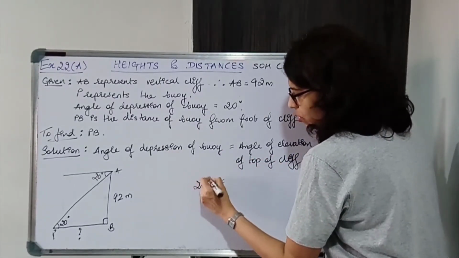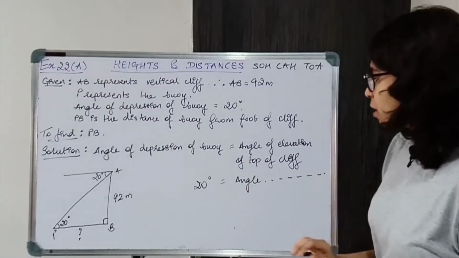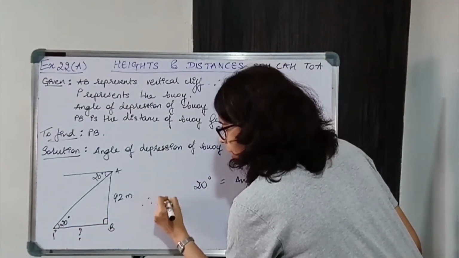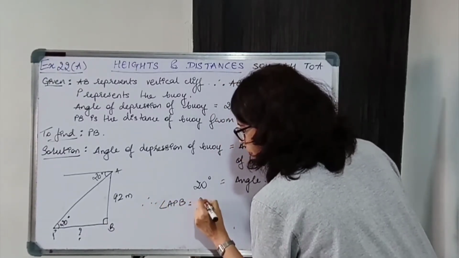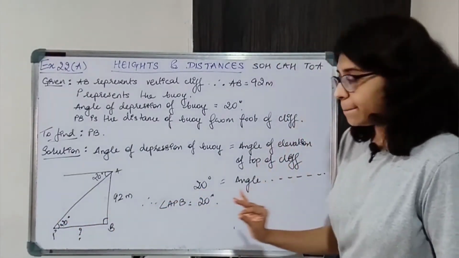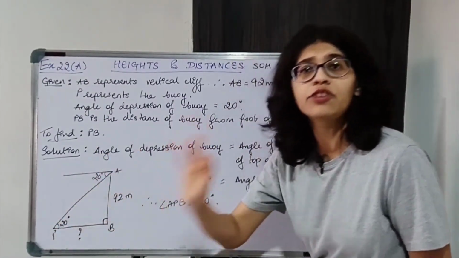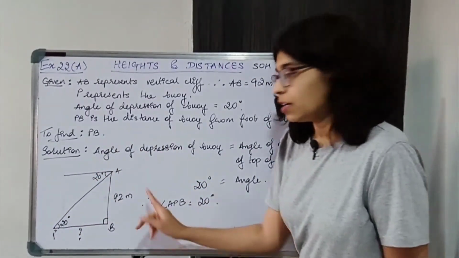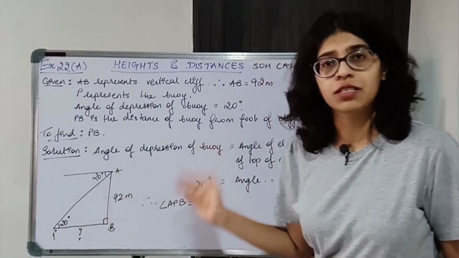This is 20 degrees, so therefore you have to write down the full thing. So angle of elevation of top of the cliff मिल गया, therefore angle APB is equal to 20 degrees. ठीक है, this is the angle of elevation. Now because it is the angle between the line of sight and the horizontal, make sure you are finding the angle with respect to horizontal.